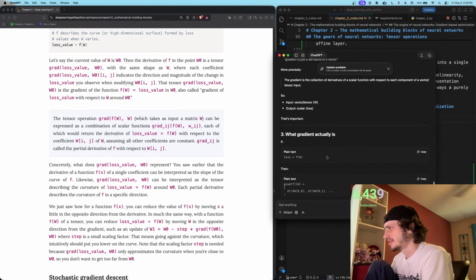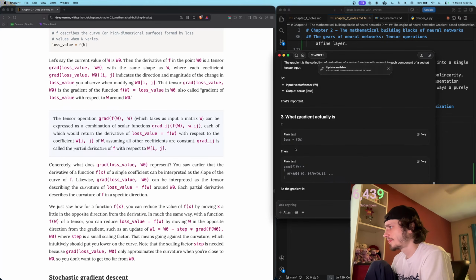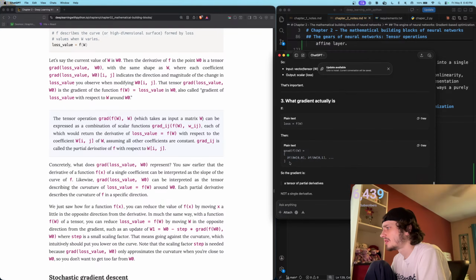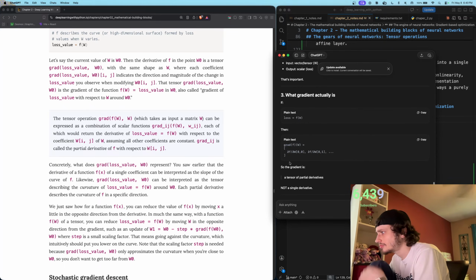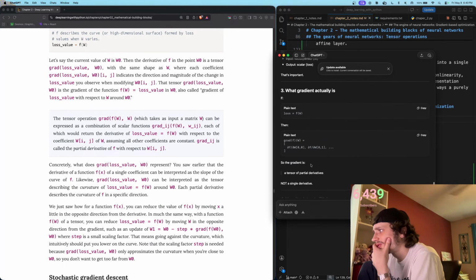What the gradient actually is. If the loss equals the function of all of the weights, the gradient of some function of some weight, of that function at some weight, is a list of all of the, what is this sign here? So the gradient is a tensor of partial derivatives, not a single derivative.